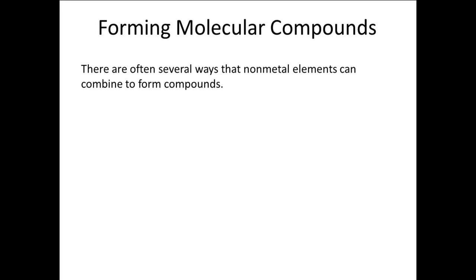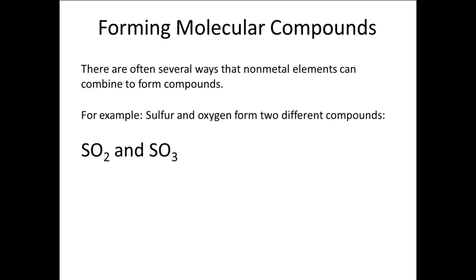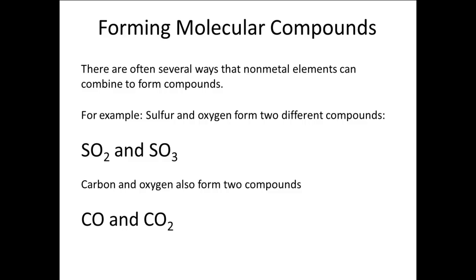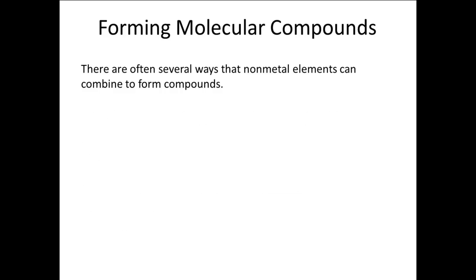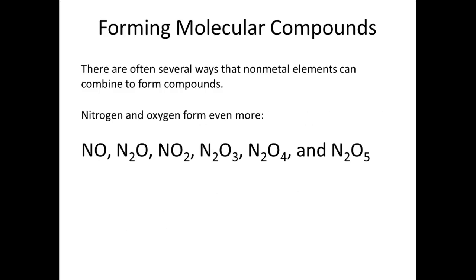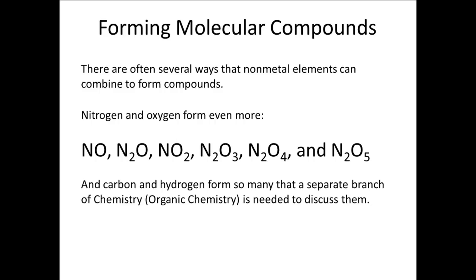That complication is the fact that there are often a number of different ways in which two elements can combine in order to fill the valence shells of the atoms of both elements. For example, sulfur and oxygen form two compounds, and carbon and oxygen also form two compounds. Nitrogen and oxygen have 6 different compounds. And carbon and hydrogen form so many that a separate branch of chemistry, called organic chemistry, is needed to discuss them.